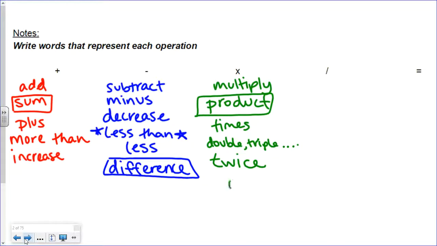And finally, one that everybody always forgets about. It's just a little guy. Of. Like 2/3 of a number, you'd be multiplying. Okay. All right, moving on. Last operation.